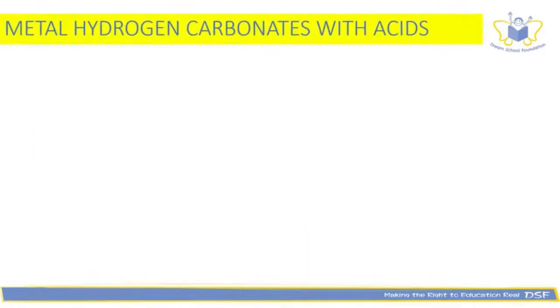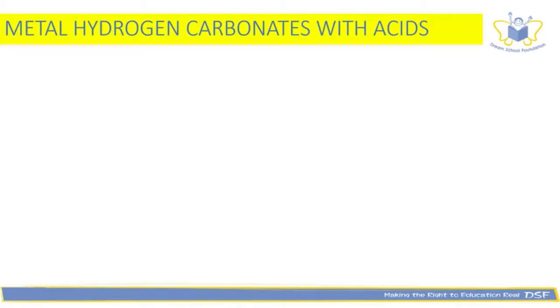Metal hydrogen carbonates are basic in nature, as you can guess. Metal hydrogen carbonates are also termed as metal bicarbonates. Just like the metal oxides, they also produce salt, water, and carbon dioxide after reacting with acids. When metal carbonates are treated with carbon dioxide or metal carbonates of higher reactivity, they form metal hydrogen carbonates. Some examples of metal hydrogen carbonates are sodium bicarbonate and calcium bicarbonate.